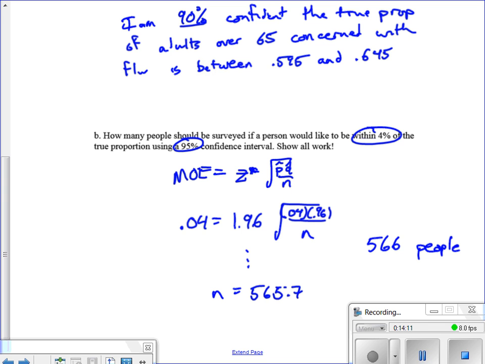Now, if you rounded slightly differently along the way, you might have gotten a slightly different number, but the concepts here remain the same. The concepts from test to test should be the same. It's just that we're using different Z stars and slightly different numbers.